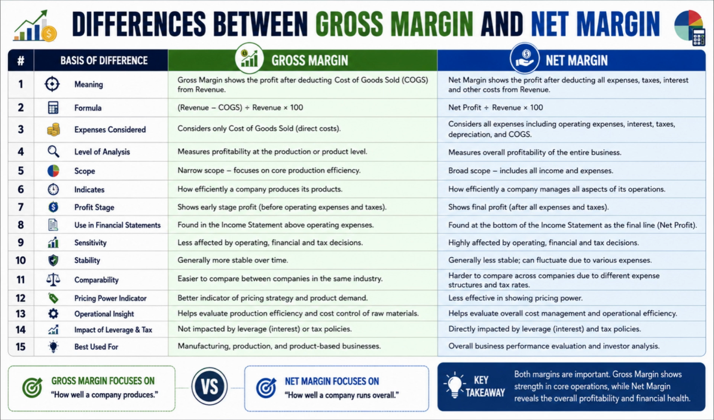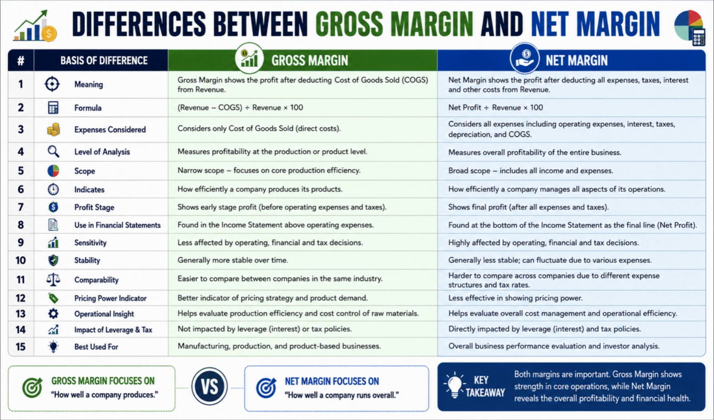Number 6. Gross margin indicates how efficiently a company produces its products, whereas net margin indicates how efficiently a company manages its entire operation. Number 7. Gross margin represents an early-stage profit before operating expenses and taxes, whereas net margin represents the final profit after all expenses and taxes. Number 8. Gross margin appears higher in the income statement before operating expenses are deducted, whereas net margin appears at the bottom of the income statement as the final profit figure.